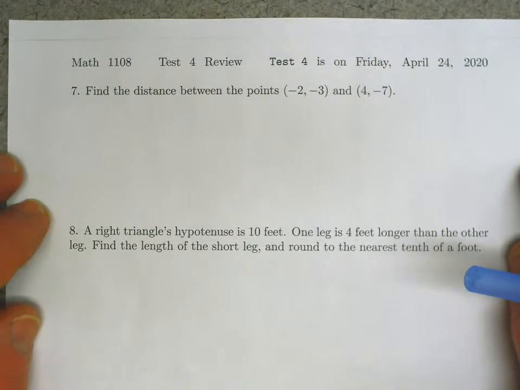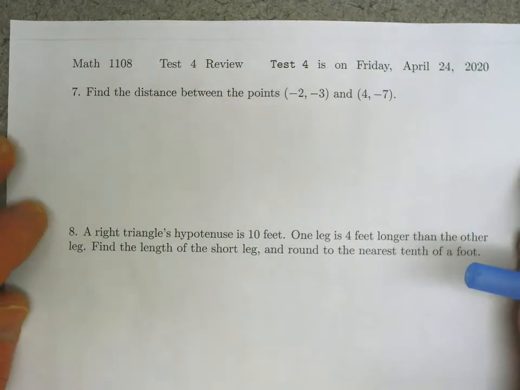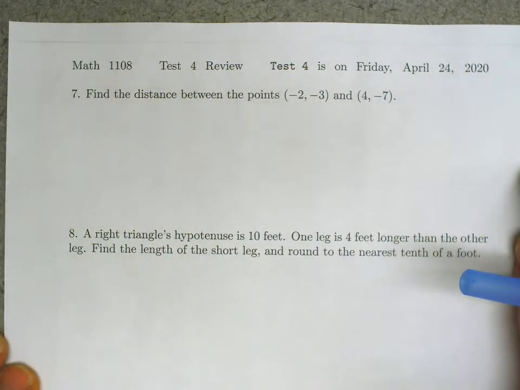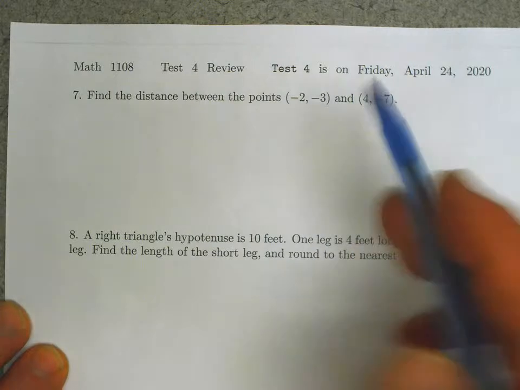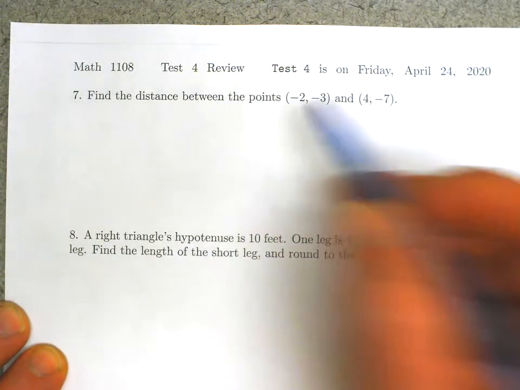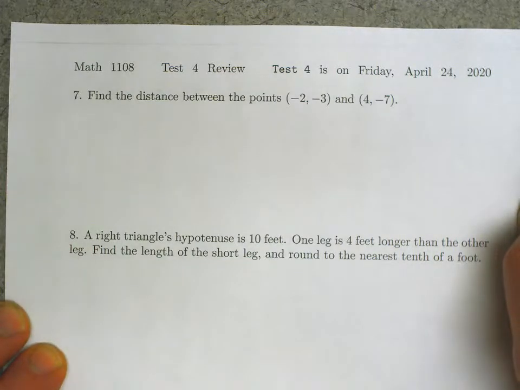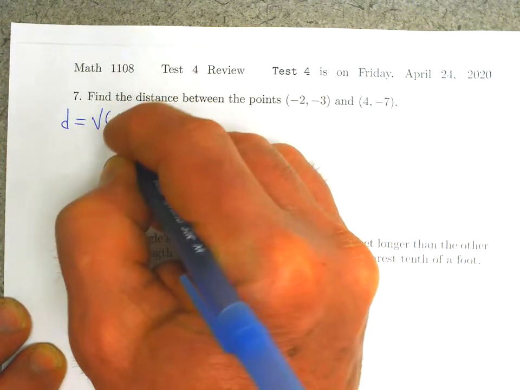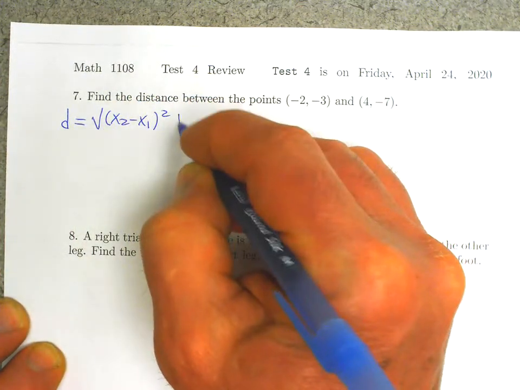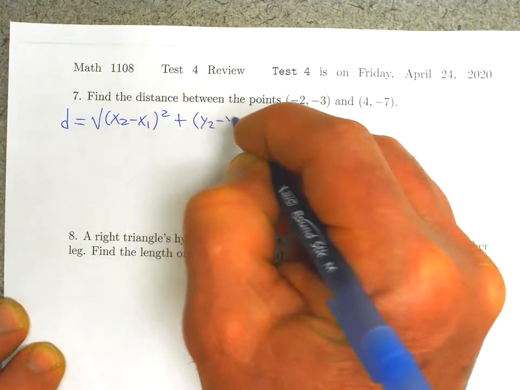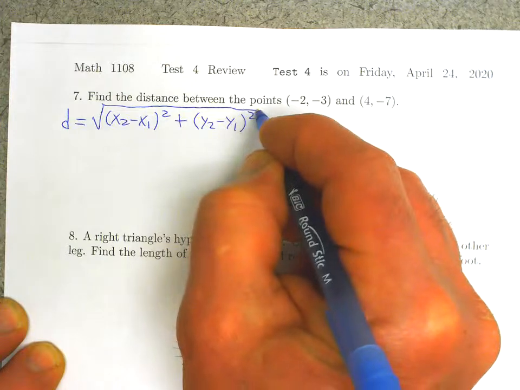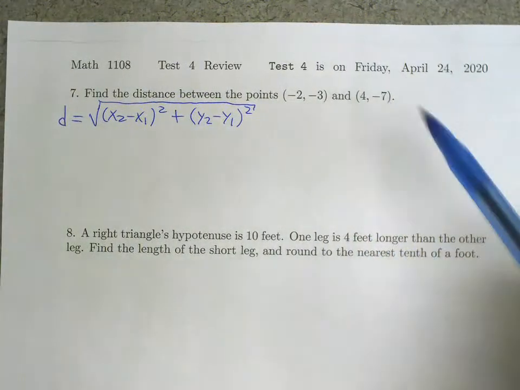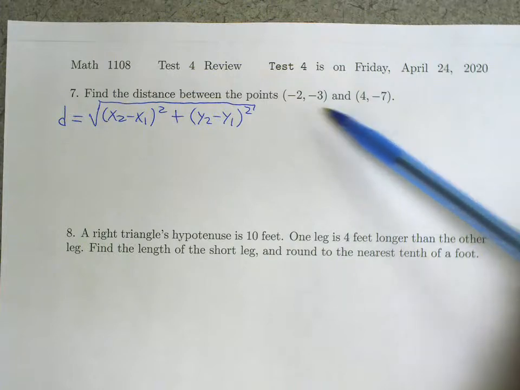Okay, moving on. Number 7, find the distance between the points -2, -3, and 4, -7. Okay, so the distance formula, remember, if we want to find the distance between x1, y1 and x2, y2, then the distance between those 2 points is the square root of x2 minus x1 quantity squared plus the quantity y2 minus y1 squared. Take the square root of all of that. And then when assigning x1, y1 and x2, y2, it doesn't matter which of those two you pick.